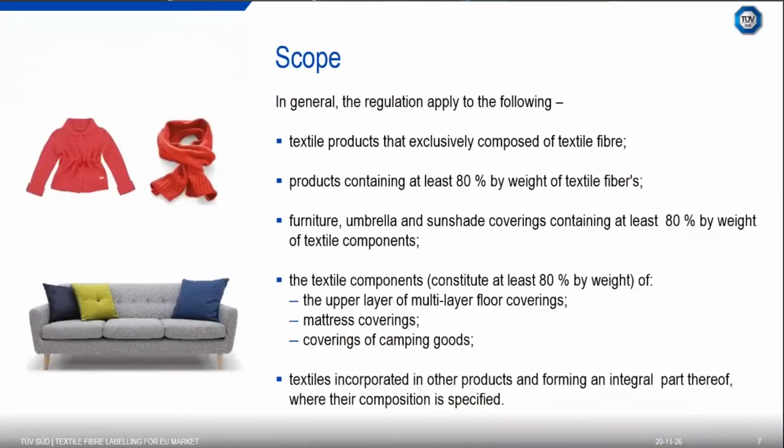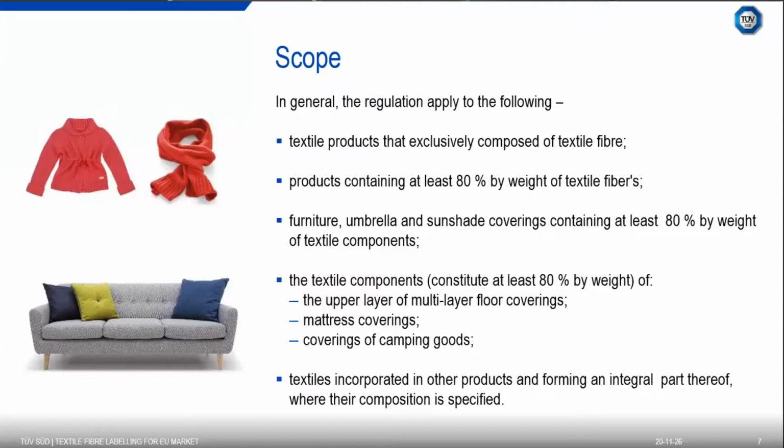Let's talk about the scope of this regulation. Mainly, this regulation covers textile products. When we talk about textile products, this includes products that are completely made of textile fibers, or at least contain 80% by weight textile fibers. Furniture, umbrella and sunshade coverings that contain 80% by weight of textile components are also covered by this regulation.